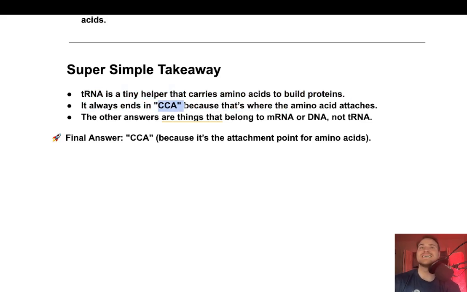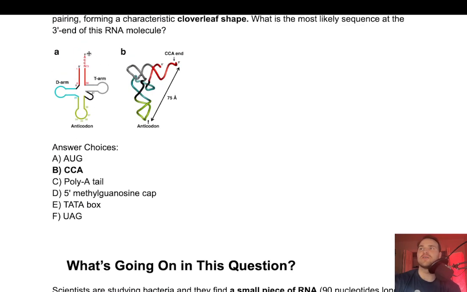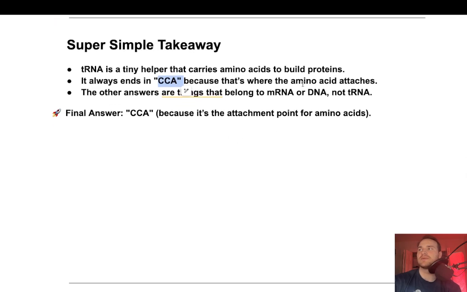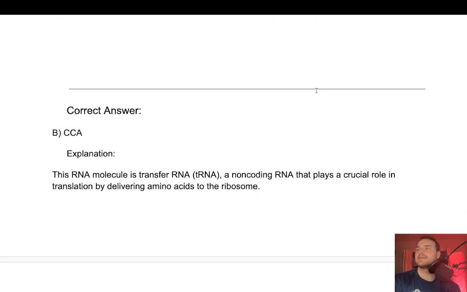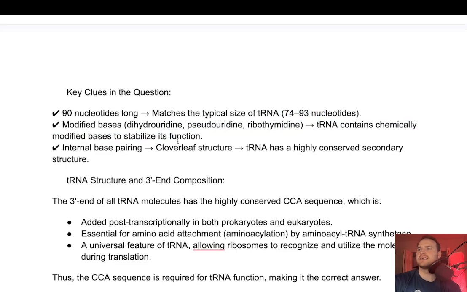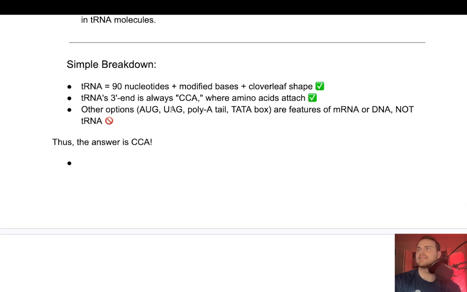It always ends in CCA. Let's go up here. It always ends in the CCA or the ACC from the 3' end. Always ends every single time, because that's the acceptor part, so that you know how to pick up those amino acids. And so that's the correct answer. And so we've kind of gone over these, but another thing is 90 nucleotides long, and the typical tRNA is 74 to 93. tRNA has these modified bases here, and the cloverleaf structure, all that kind of cues you into that answer. And yeah, these are features of mRNA.